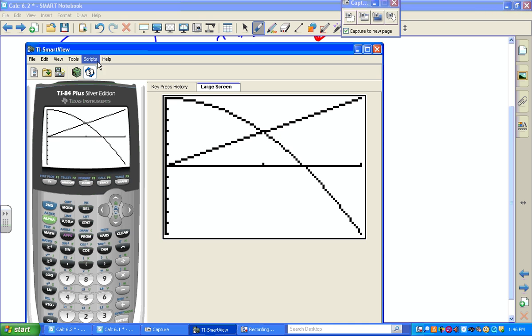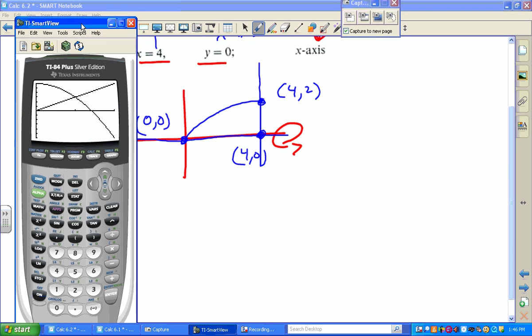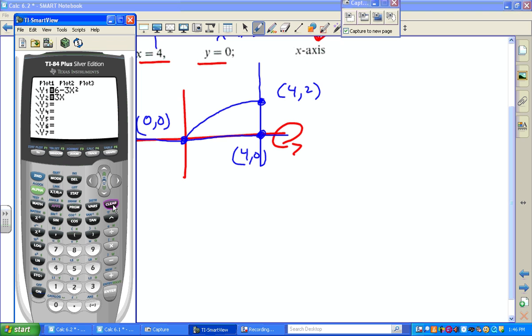And I'm going to put that on my calculator. Y equals, clear, clear, square root of x. I cannot put in the vertical line of 4, but I can change my window to go from 0 to 4. And y minimum, maximum, I don't really care. So there we go. So I'm going to rotate that around.